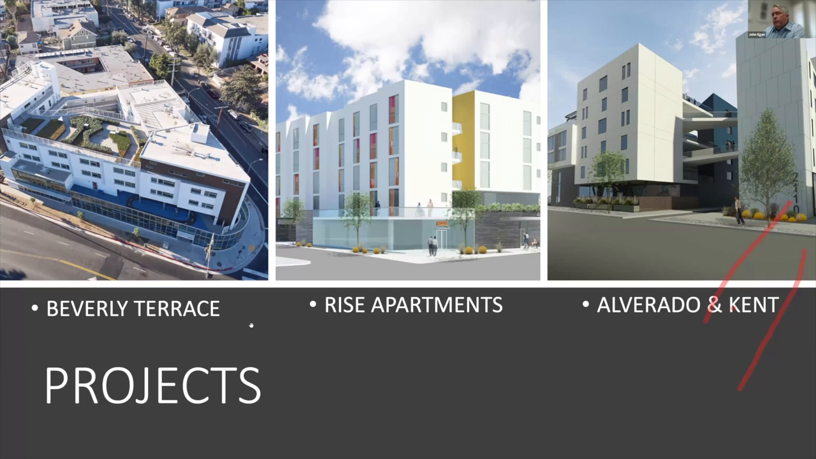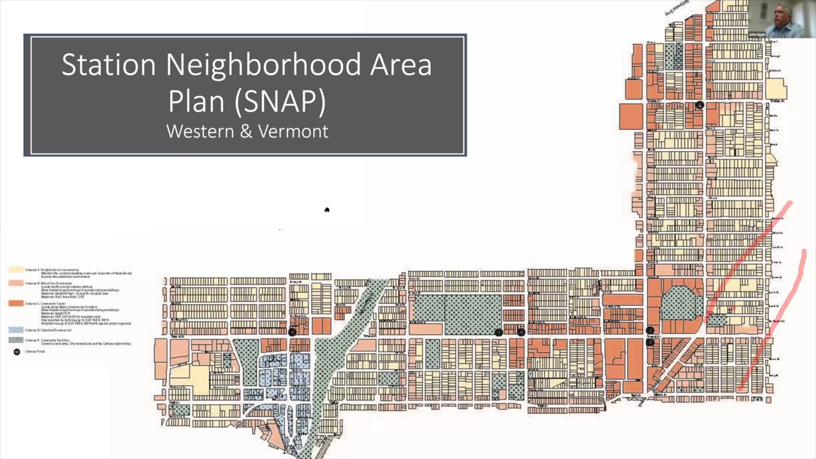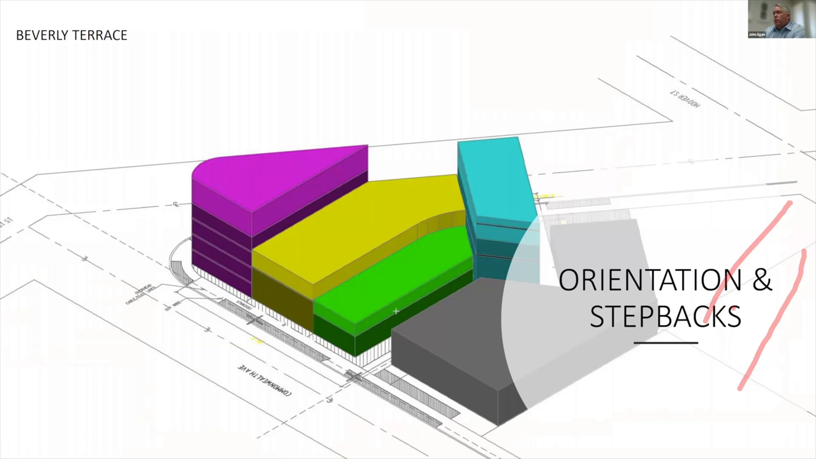These are three project examples I'm going to show you as to how they were impacted. The Beverly Terrace Apartments is family housing, one and two bedrooms. Rise Apartments and the Alvarado Kemp Apartments are single room occupancies for previously homeless. The Rise apartment is now built, and the Alvarado Kemp project, I believe, is in the pipe. So the station area neighborhood, this is neighborhood overlay maps. The reason that this is important is that you'll see how that can impact your overall site envelope.